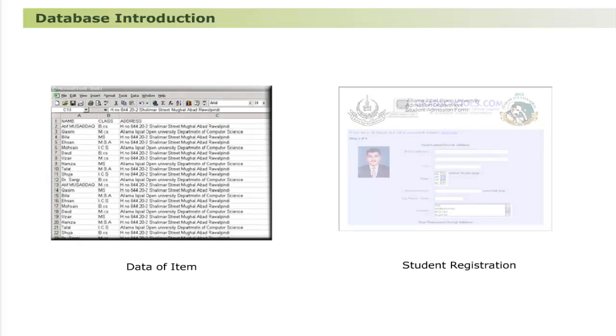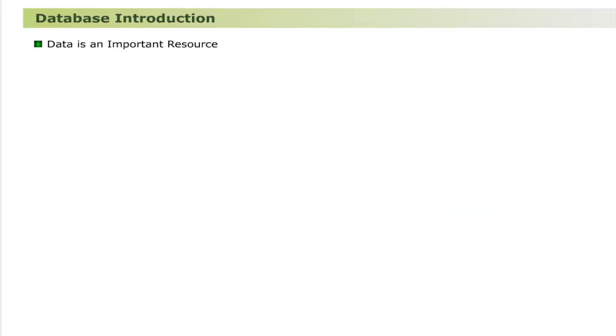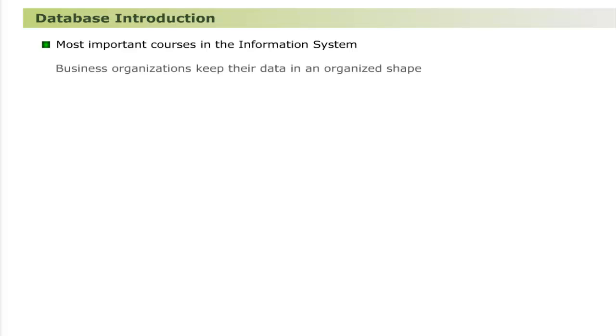Therefore, in today's modern era of information technology, data is considered to be one of the most important resource and asset of an organization. If an organization fails to recognize the data, it will not be able to work properly and efficiently. Realizing the fact, database management system has emerged as one of the most important courses in the information system curriculum today. Therefore, most of the business organizations keep their data in an organized shape in databases.